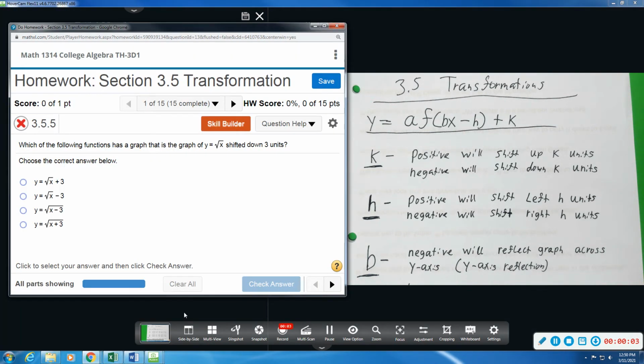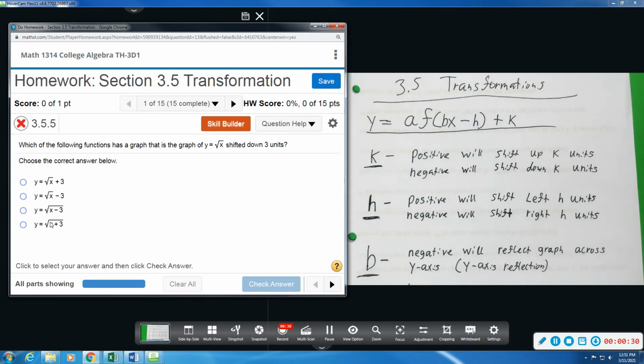Okay, number one, it wants to know which of the following functions has a graph of y equals the square root of x that is shifted down 3 units. So we need to know, what does that mean? If you compare this, the k is the value that goes up or down. So I'm looking for something at the back, and a negative will shift it down.